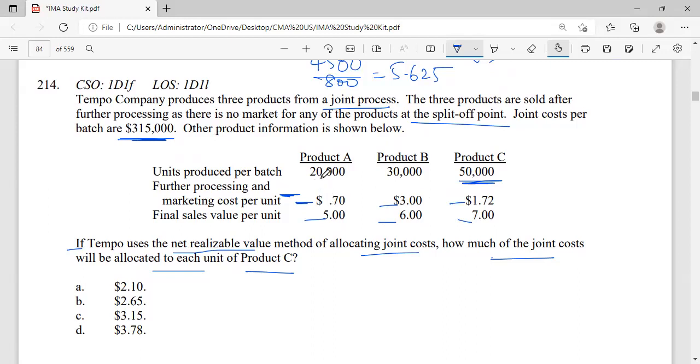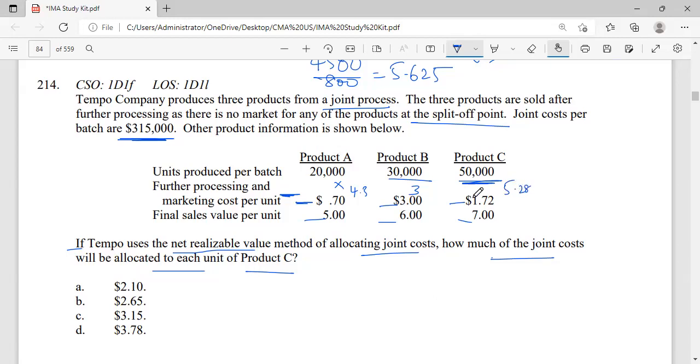So what can I do? 20,000 multiplied by 5 minus 0.7. So I can do it 4.3. 20,000 into 4.3. And then 30,000 into 6 minus 3, which is again 3. And then 50,000 into 7 minus 1.72. Now 7 minus 1.72, let me just do it on the calculator. 7 minus 1.72 is equal to 5.28.